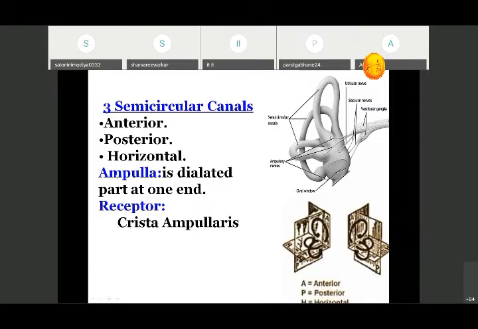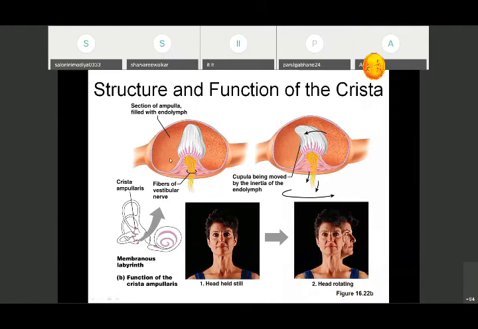Now the receptor present in the semicircular canal is located in the ampulla, and that receptor is called the crista ampullaris. The structure of the crista ampullaris is such that the gelatinous membrane present in it is elastic in nature.